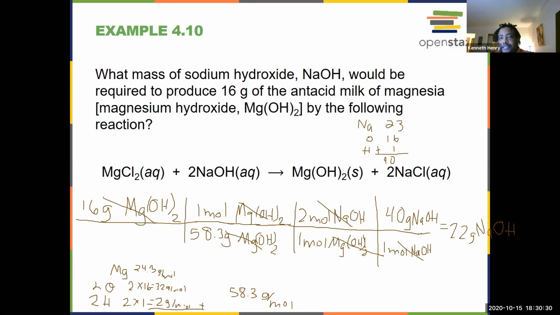Okay. Is it sinking in? Good. So things we want to remember: if you're given grams and you're going to be using a chemical equation to find out something else, you always want to convert to moles. Moles is the great gateway drug.